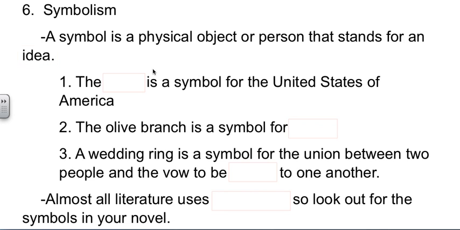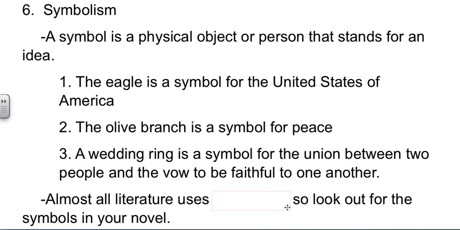Okay, makes sense? So, the symbol for the United States of America, well, you could say the flag, or you could say the one that I've put here, which is the eagle. Both of those represent the United States of America. What about the olive branch? What is that a symbol of? Did you guess peace? That would be correct. A wedding ring is a symbol for the union between two people and the vow to be faithful to one another, or at least it's supposed to be.